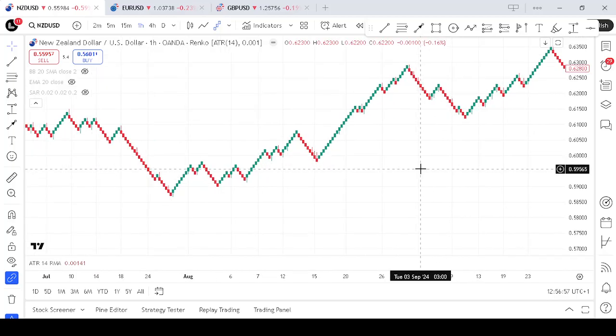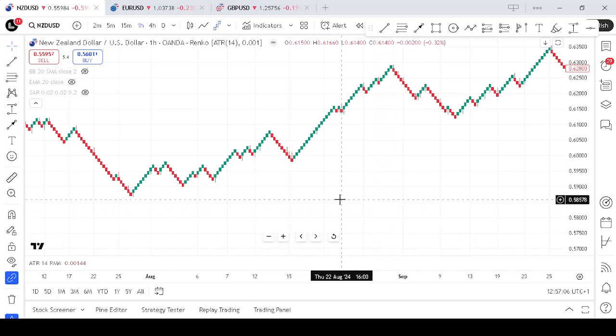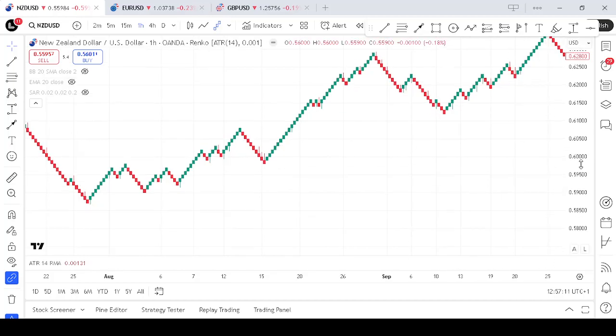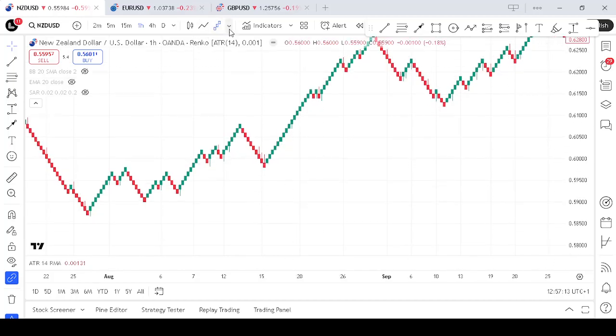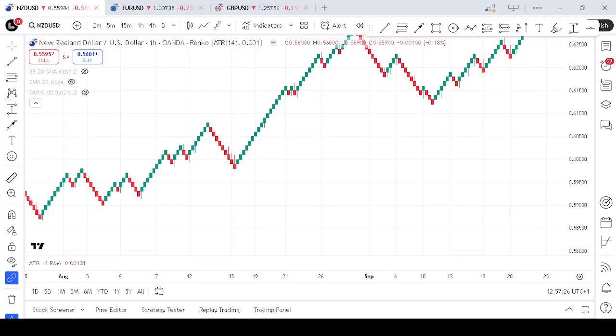The key feature of the Renko chart is the use of bricks, which are created when the price moves by a predetermined amount. For example, this is my Renko chart on my screen. You might set your Renko chart to create a new brick for every 20 pips. So that's what we are talking about.